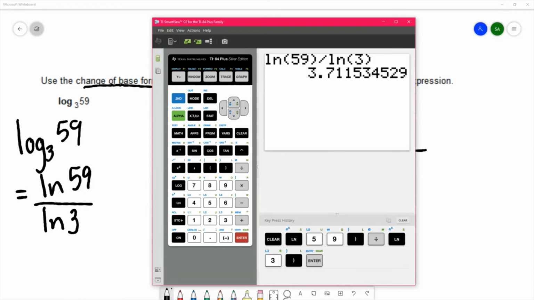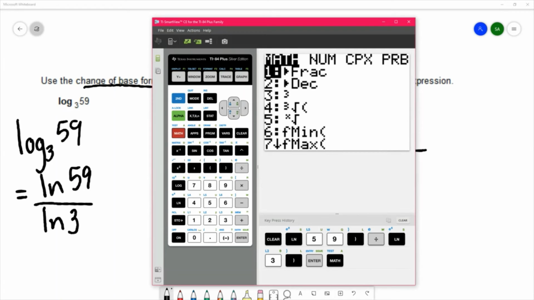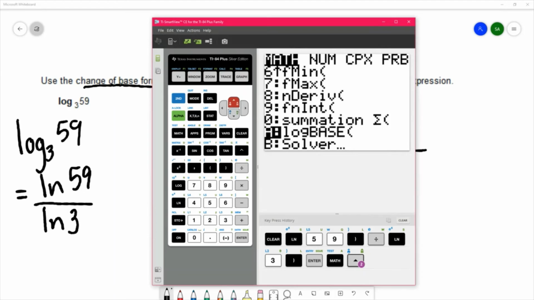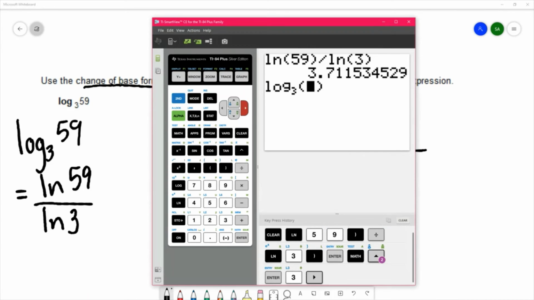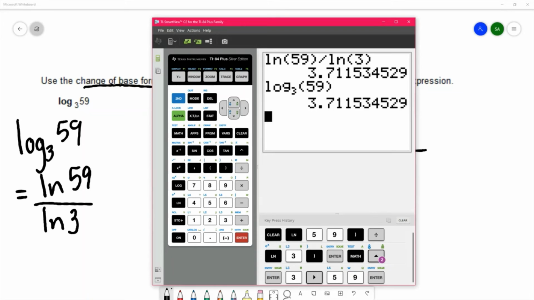We'll go to the math menu. At the bottom of the math menu, we have that built-in function that'll allow me to type any base. We have log base 3 of 59. And you can see we get the same answer using the change of base formula that we did typing the original expression in. So our approximation is 3.712.